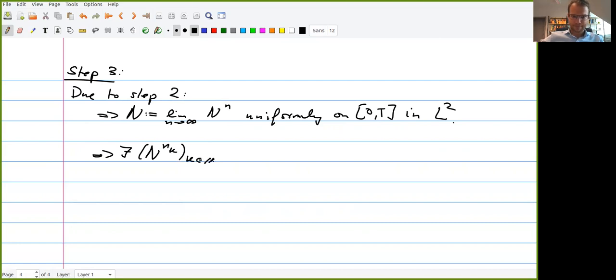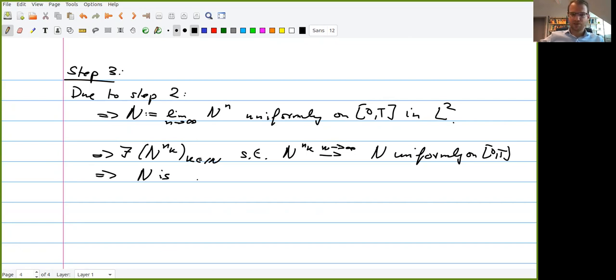right, such that the subsequence, if k goes to infinity, goes to N uniformly on [0,T]. Okay, so what does this mean? N is continuous, right? Because it's the uniform limit of continuous functions. I mean, the temporal paths are continuous. All right, so that's the first thing. Right? And this N will be, right? N is just.